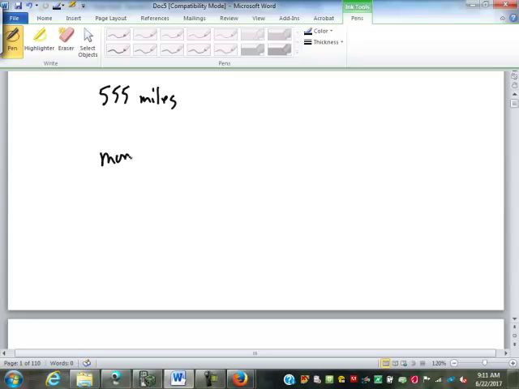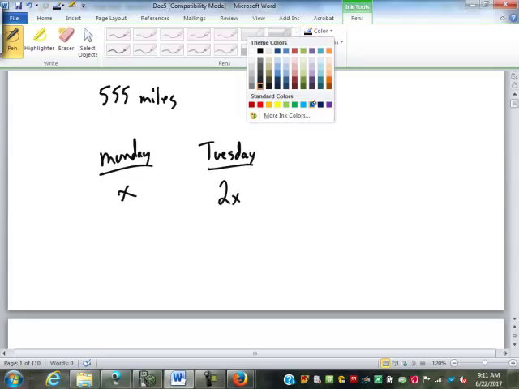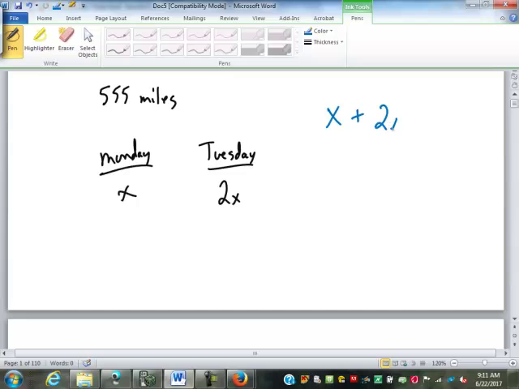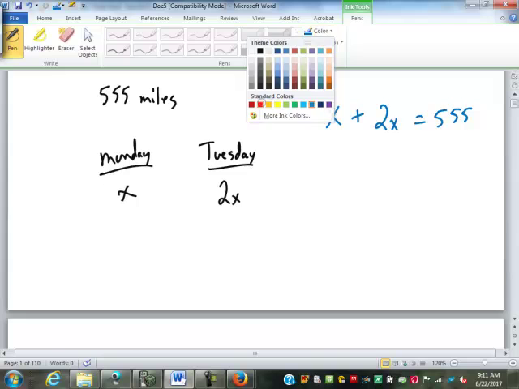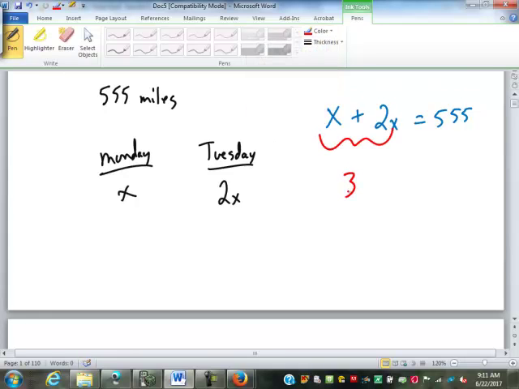On Monday, he drove X miles. Tuesday, he drove twice as far. That would be 2X miles. So X plus 2X would equal 555. So X plus 2X is 3X. Divide by the 3. X equals 185.